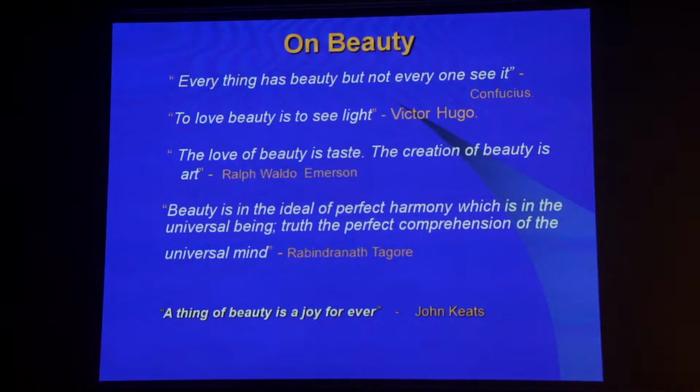Beauty is in the ideal of perfect harmony, which is in the universal being, through the perfect comprehension of the universal mind, stated by Rembrandt. And the very famous line which is known to you all, that a thing of beauty is a joy forever, by John Keats. Next slide.